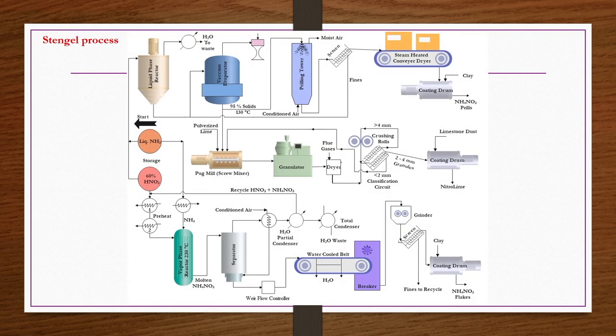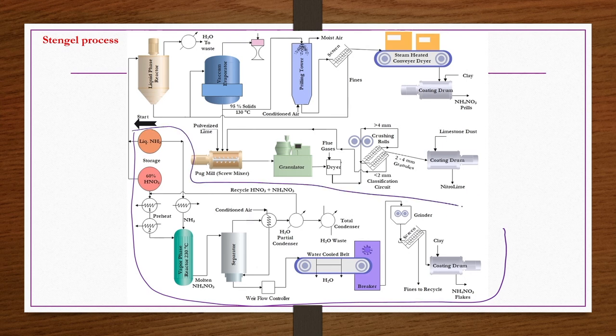Next is the Stengel process. So, in this process, what happens? You have to concentrate on this part of the flow sheet. Here, whatever aqueous HNO3 60% is there, that is preheated in preheater number 1, at approximately 90 to 95 degree centigrade. Then it is again preheated in a second preheater at about 160 degree centigrade. This preheating is required because of the corrosion issues with HNO3.